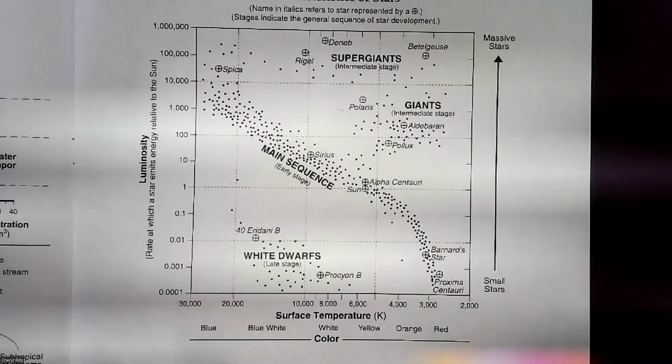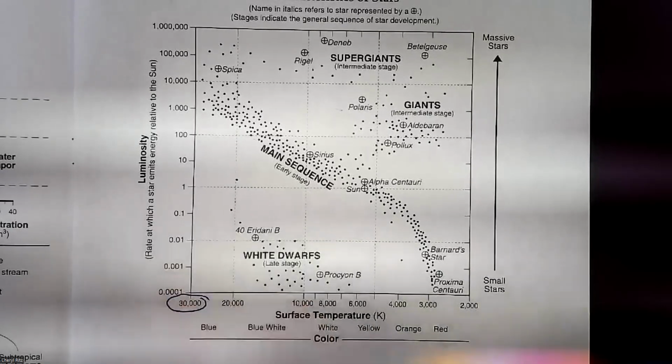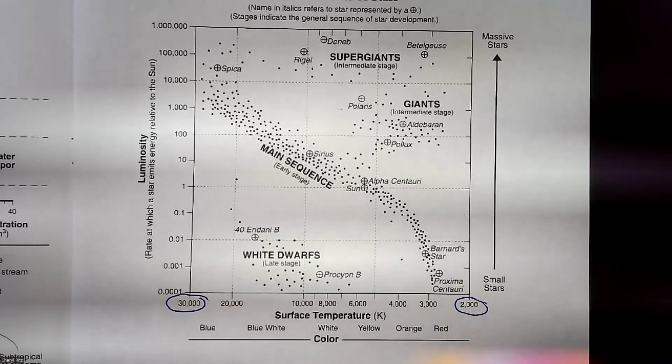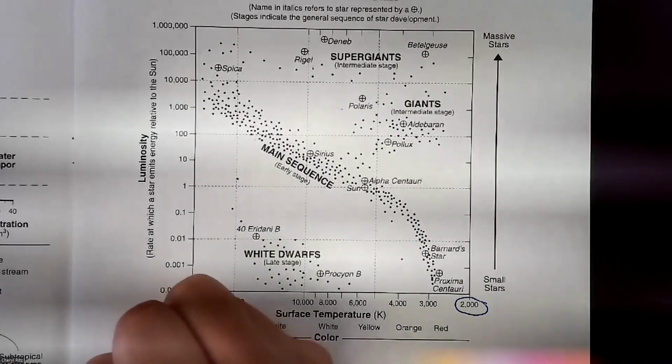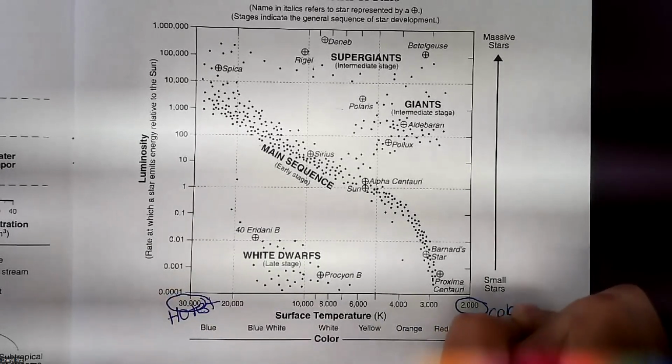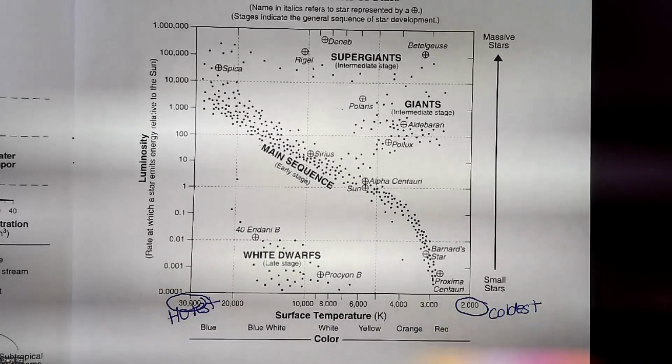Okay, on the x-axis is temperature. Kelvin, not Celsius, not Fahrenheit, but Kelvin. One weird thing: here's 30,000 Kelvin. Here's 2,000 Kelvin. What's weird about that? Big gap. So this is the hottest, and maybe you want to label this, and this is the coldest. So it's backwards from how we would normally make a graph.